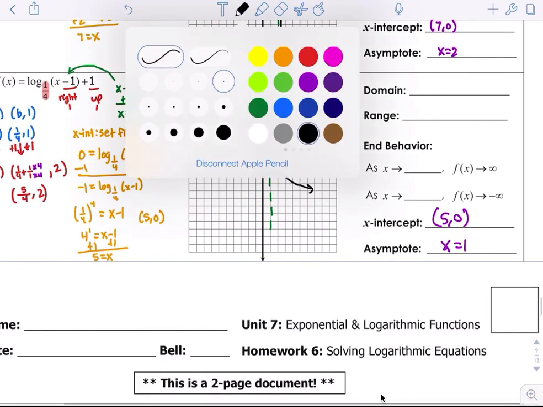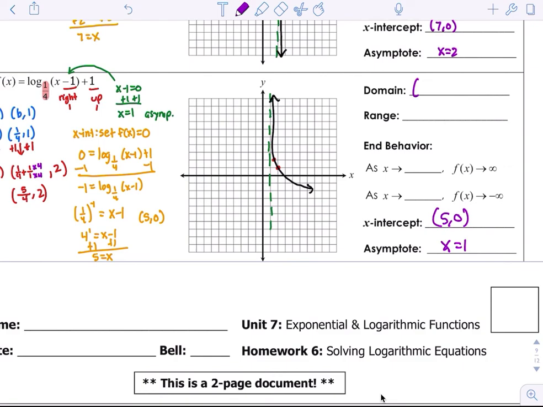Okay, domain, how far left does this go? All the way up to that asymptote. So 1. How far right? Infinity. The range for logs is always negative infinity to infinity. All right, so with the range, it approaches infinity up there, and that's when your x value is approaching that asymptote, so 1 coming from the right hand side. f(x) approaching negative infinity right here, and that's when your x value is approaching infinity. So infinity.